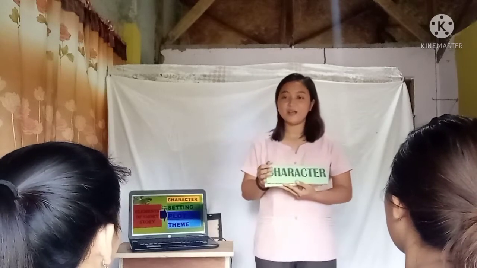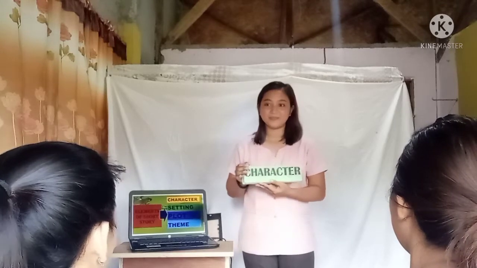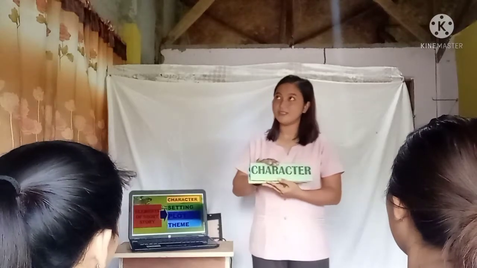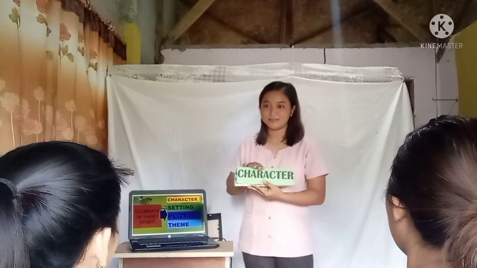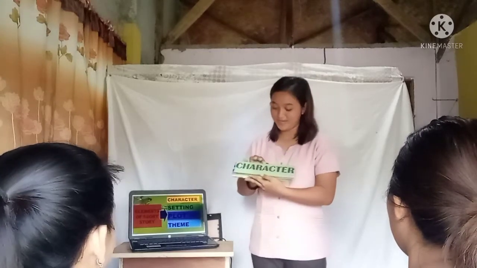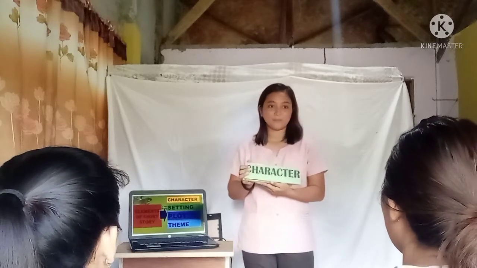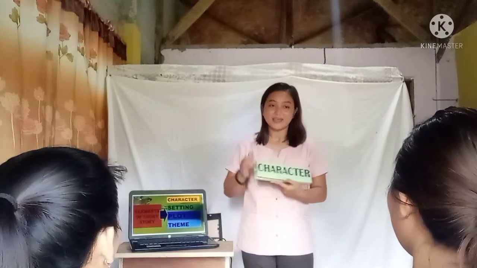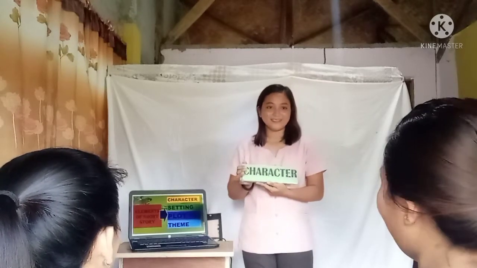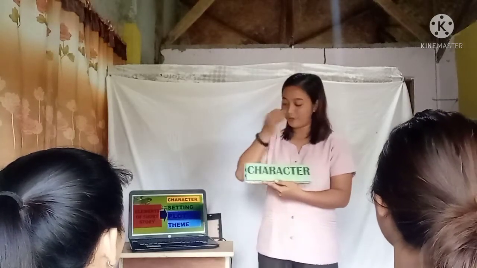You can give me your favorite character. Do you have your favorite character? Miss Jen? Si Doraemon po. Doraemon. Is Doraemon a person or animal? Person po. He is a person in that story. Opo. So, he is your favorite. How about Miss Gloria? Pikachu po. Pikachu. Is Pikachu a person, an object, or animal? I don't know, ma'am. You're not sure. Yes, ma'am. Okay, so Pikachu is your favorite character.